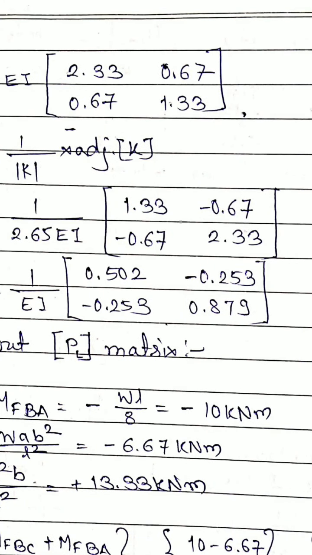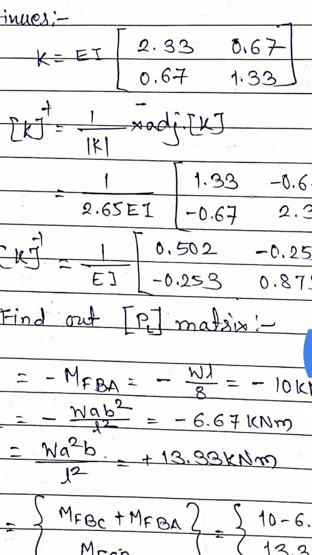And now how will you calculate the adjoint matrix of k? If the k matrix is of 2 by 2 order, then it is very simple to find the adjoint matrix. What you will do is replace your diagonal elements with each other, that is 2.33, which is k11, the first element, will be replaced by the final element 1.33, and likewise 1.33 is replaced by 2.33. And next, for the non-diagonal elements, we have to change the sign, that is plus values now become minus values. So here this will be your adjoint matrix.